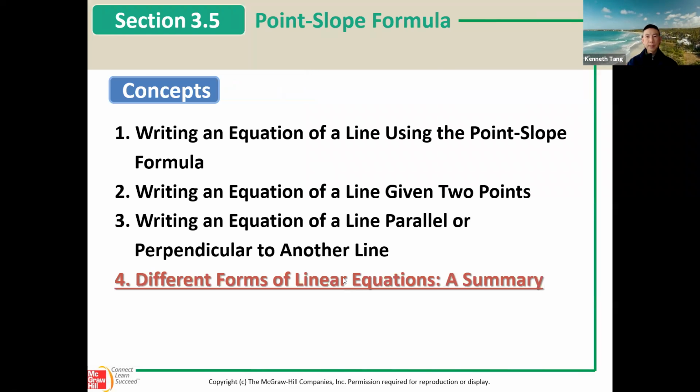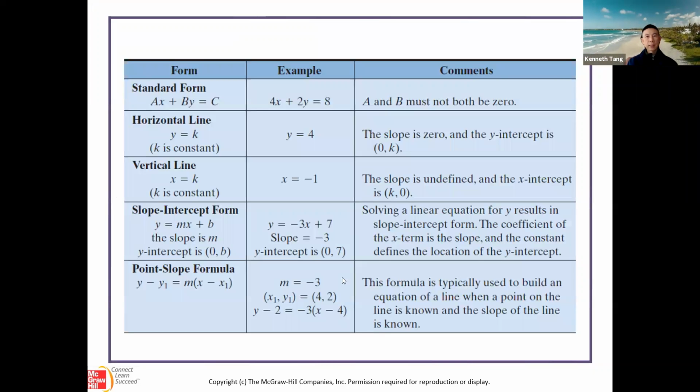So, different forms of a linear equation. Here's a quick summary. The standard form is ax + by = c, and one example is 4x + 2y = 8. A horizontal line is always y equal to a constant. A vertical line is x equal to another constant. For the slope-intercept form, you have y = mx + b. And for the point-slope formula, you have y - y1 = m(x - x1). So that's the standard formula.